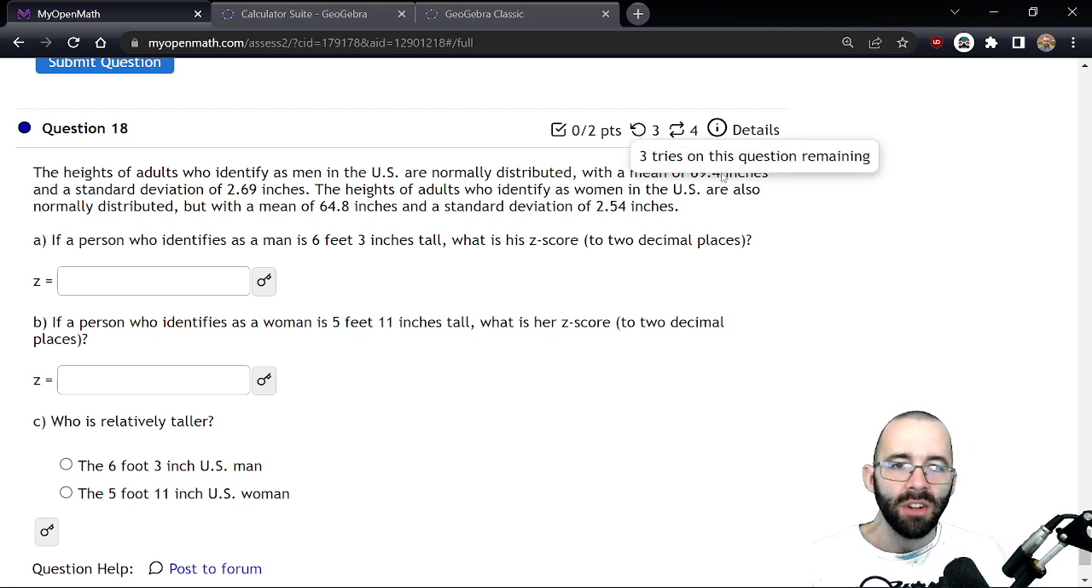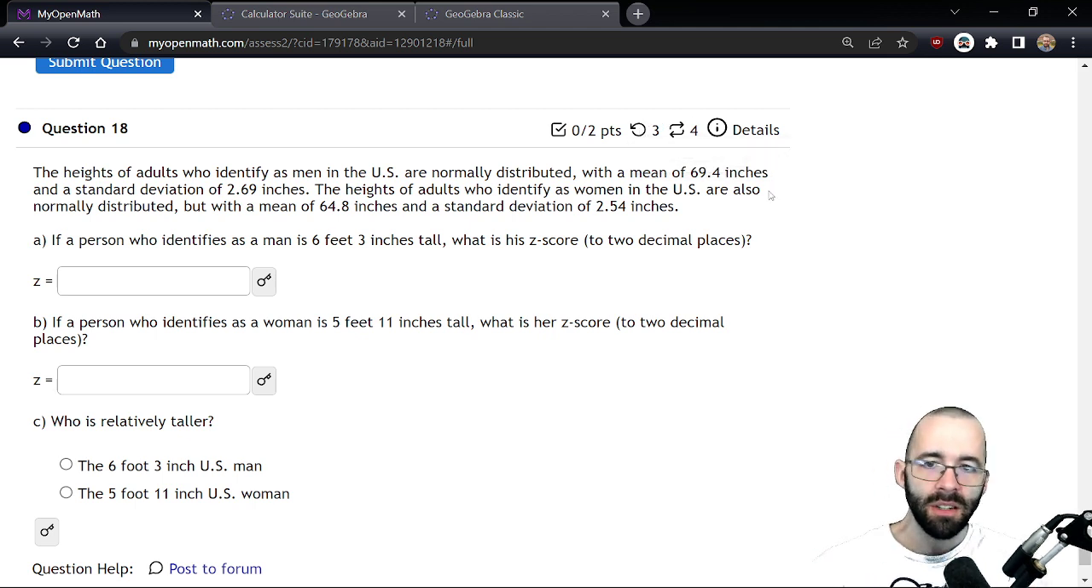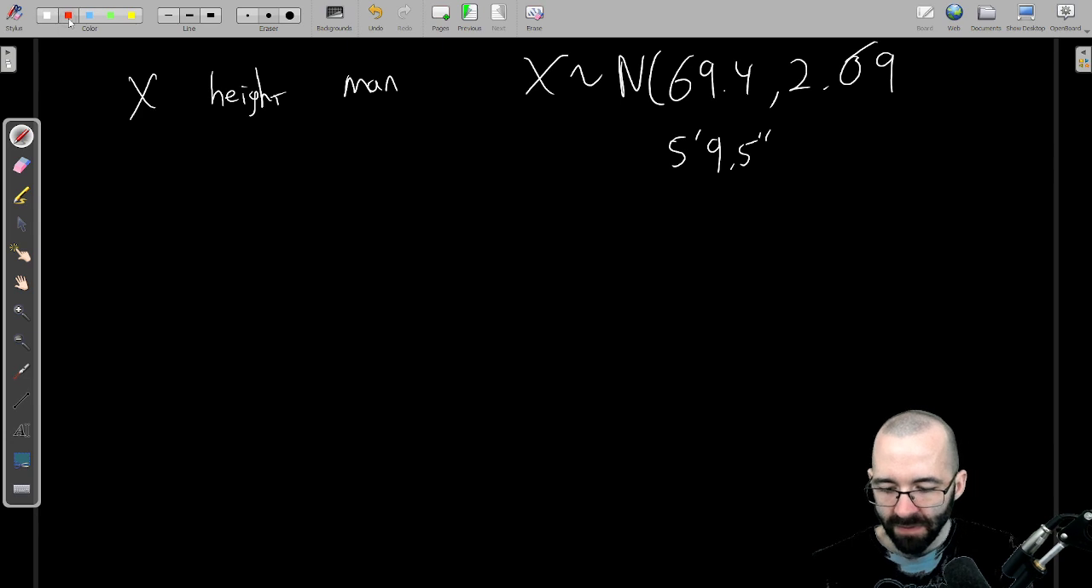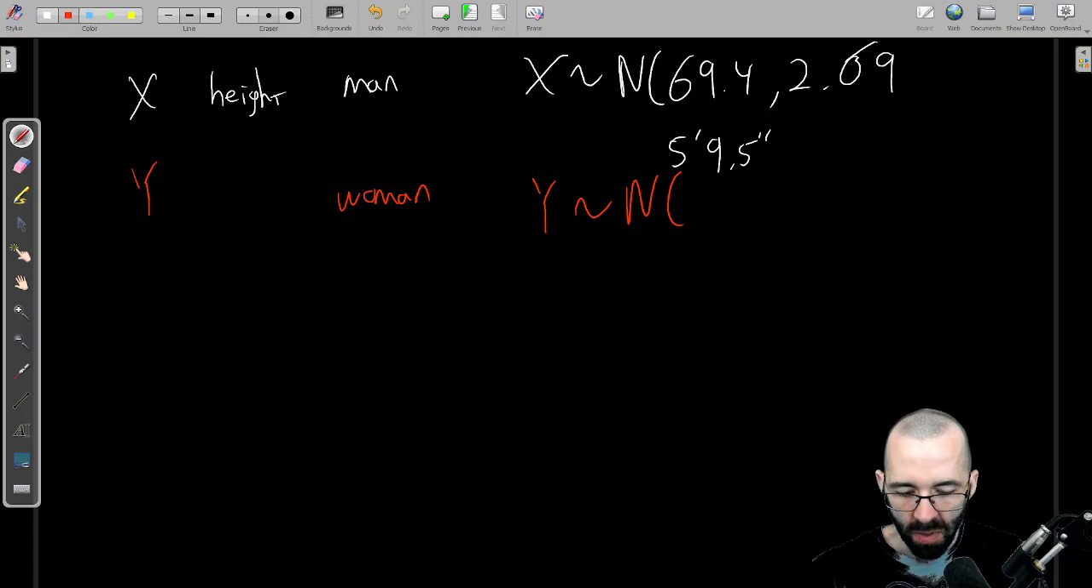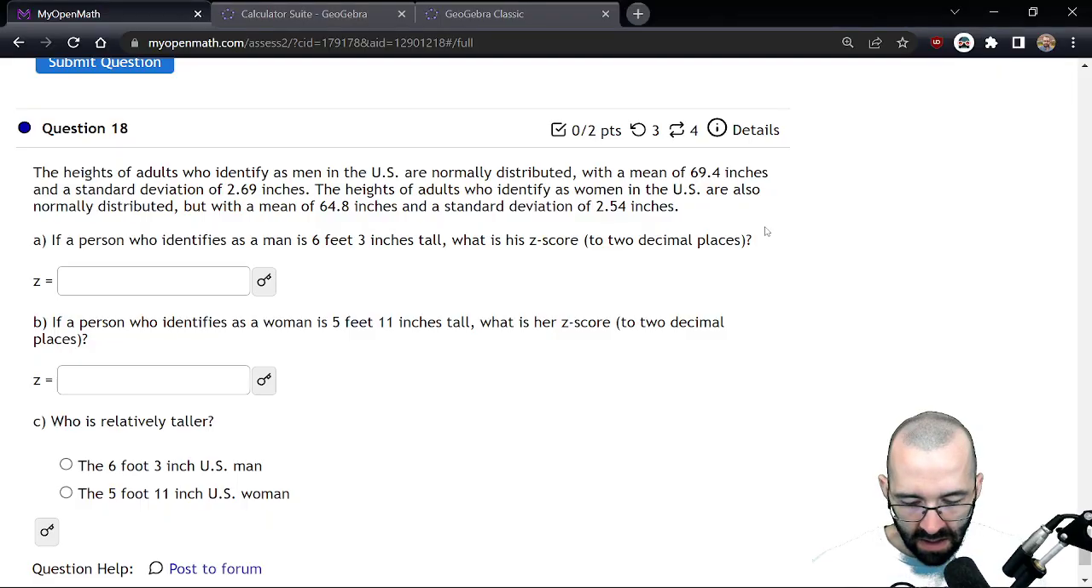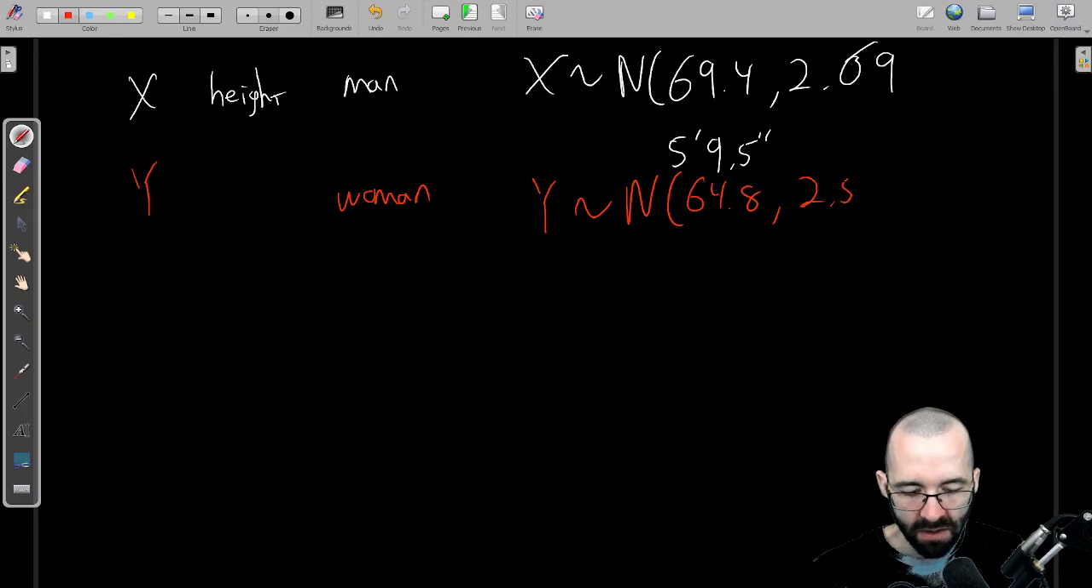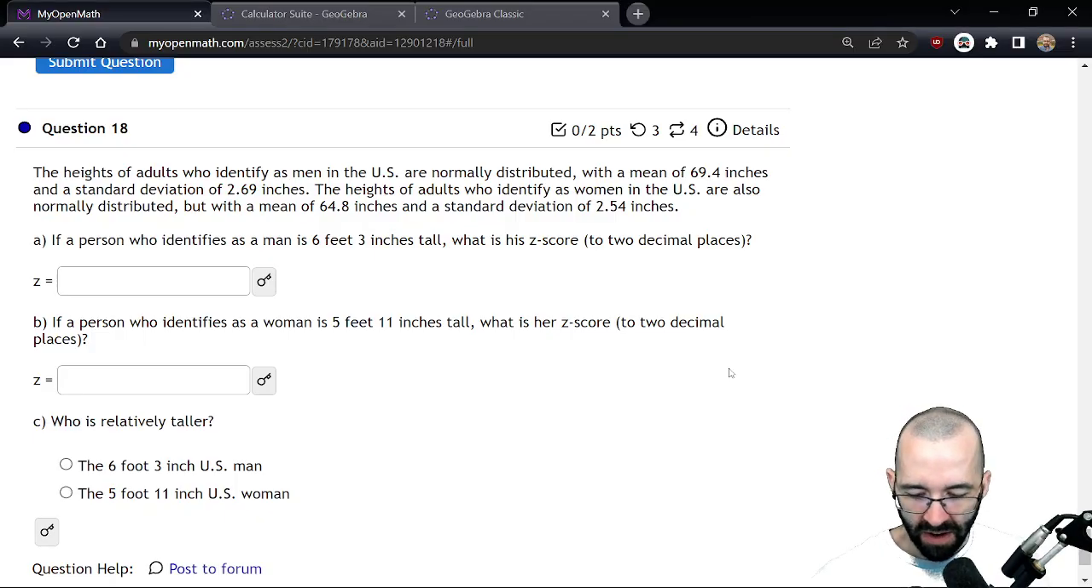And the heights of adults who identify as women are also normally distributed with a mean and different standard deviation. So Y is going to be a height for a randomly selected woman. We know Y is also normally distributed, but Y's mean is 64.8, standard deviation 2.54. Smaller standard deviation, smaller average height. This is what we expect. That's about 5'5". Taller than I thought. I thought it was 5'4". And I thought 5'9" was about right.